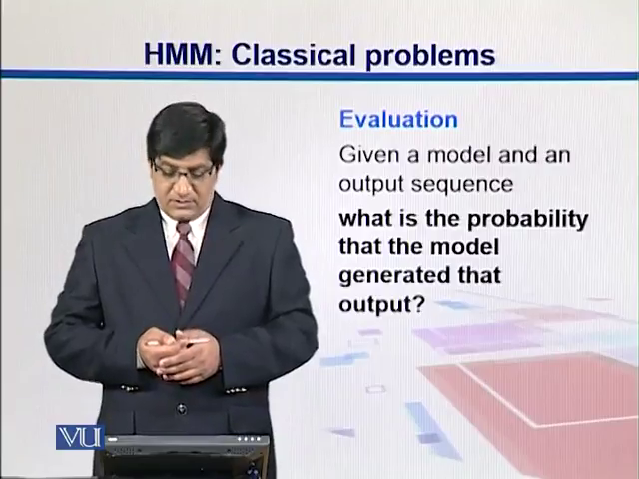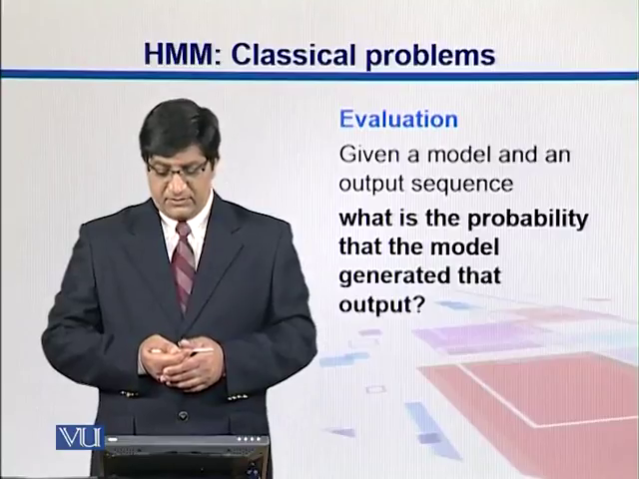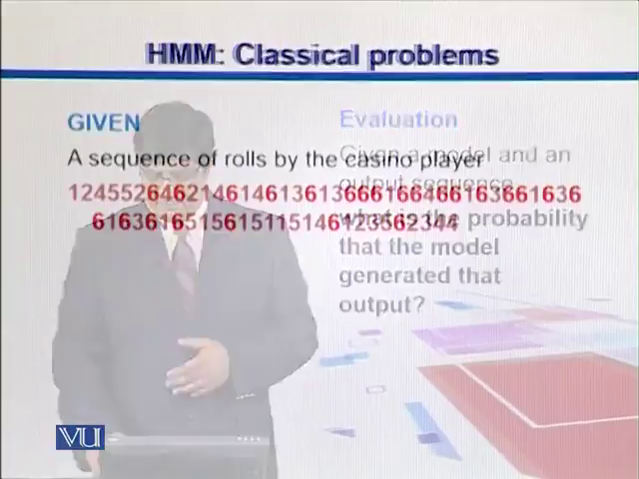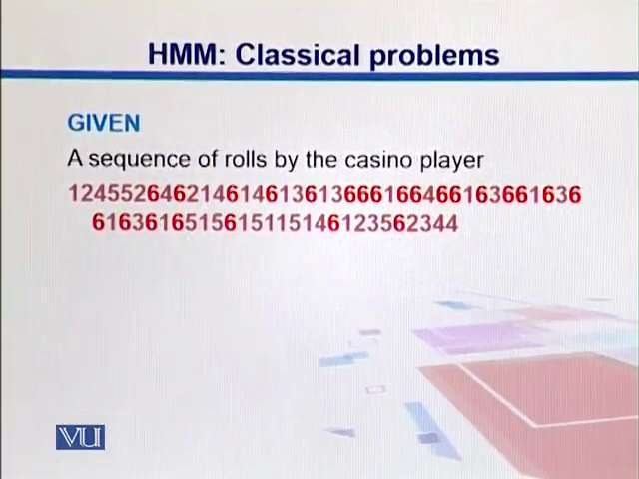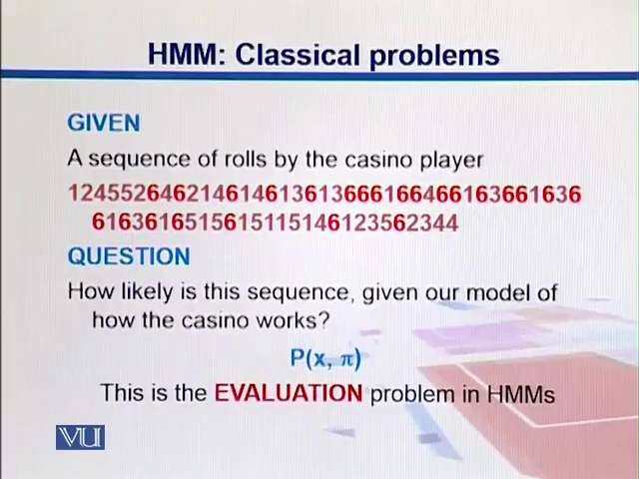What is evaluation? We are given a model and an output sequence. What is the probability that the model generated that output? This is called evaluation. So we get a sequence of rolls by the casino player. Now we get these numbers, these results. The question is, how likely is this sequence given our model of how the casino works? That can be given as the probability of x given pi. So this is the evaluation problem in HMM.